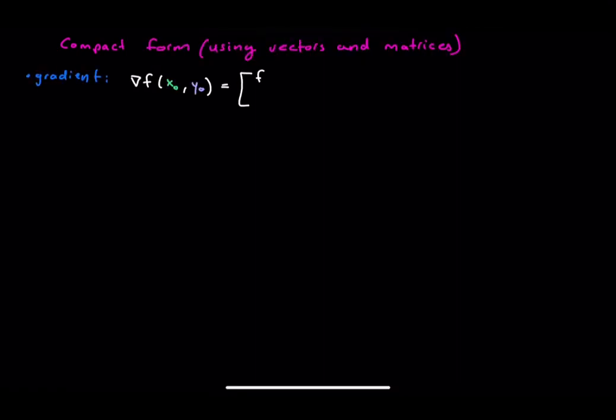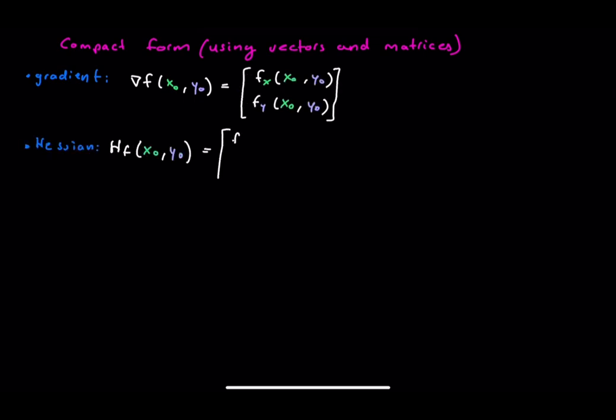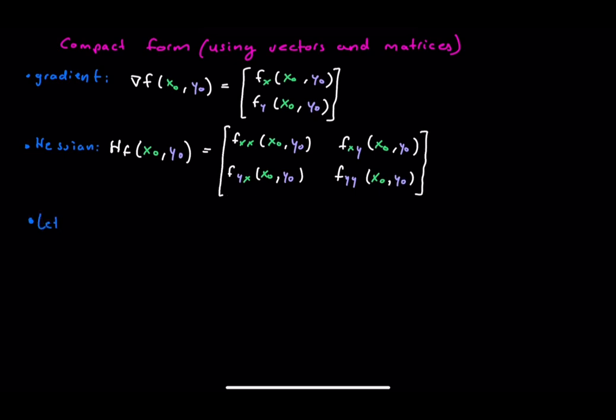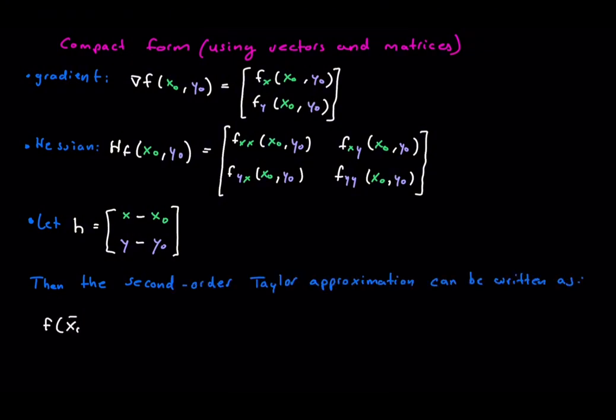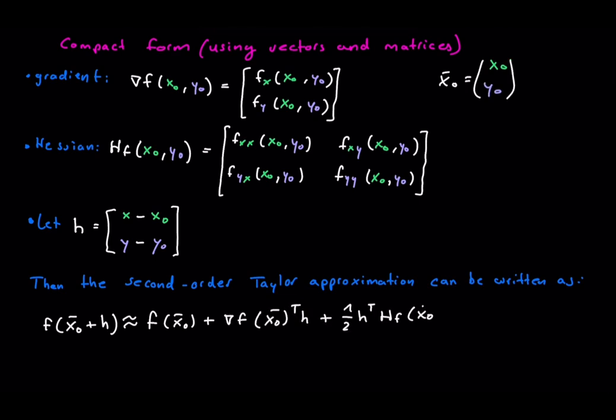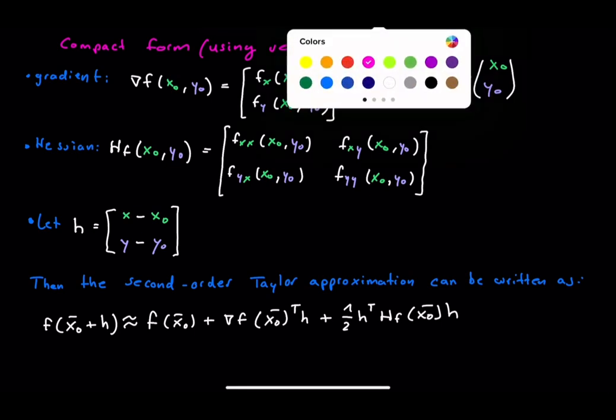We can write this neatly using matrices. Define the gradient vector as nabla f equals [f sub x, f sub y] transpose, and the Hessian matrix as a 2x2 matrix with entries f sub xx, f sub xy, f sub yx, and f sub yy. Let h be the column vector [x minus x naught, y minus y naught]. Then the second order Taylor approximation is f of x naught plus h approximately equals f of x naught plus the gradient transpose times h plus 1/2 h transpose H_f h.